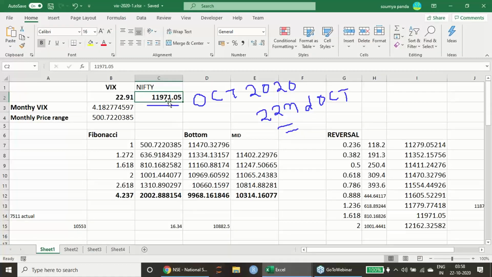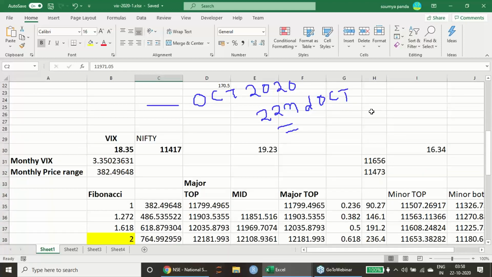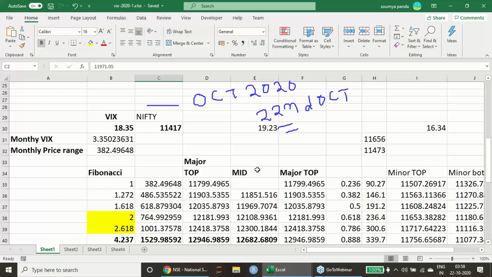So this is the bottom. If I consider 11,971, these are the bottoms. Same way, if I consider the top calculation, the same process I will follow. VIX low 18.35, Nifty low 11,417, and the monthly VIX price range. I'll be adding those values to get major tops and medium tops. So based on these values, these are my tops: 11,799, 11,903, 12,036, 12,182, and this part I colored. This is the most important point from where the reversal is expected.